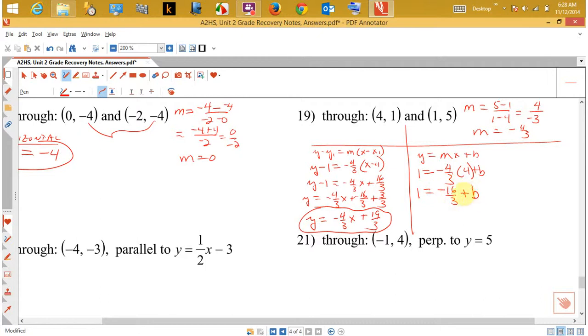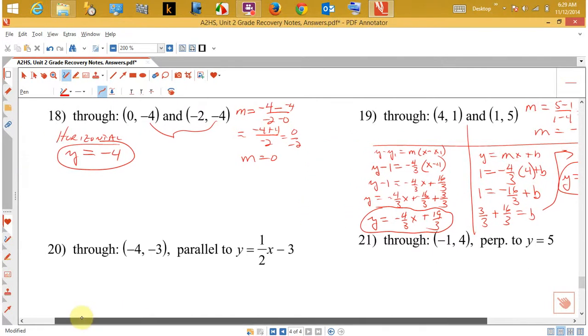plus b. Now let's add 16/3 to both sides, so that would be 1. And I'm going to change the form of 1 to 3/3 plus the 16/3 I'm moving over. And that would be equal to b. So you can see that b is equal to 19/3. So now substituting the b and the m into the equation, I get y is equal to the slope, a negative 4/3, x, and b is 19/3. So those are the two ways to find it.